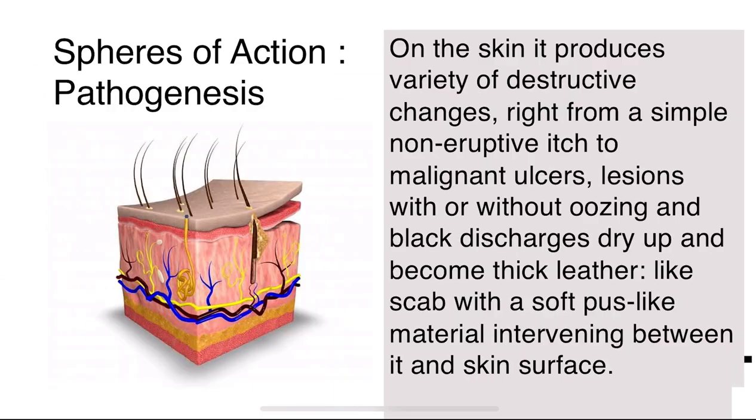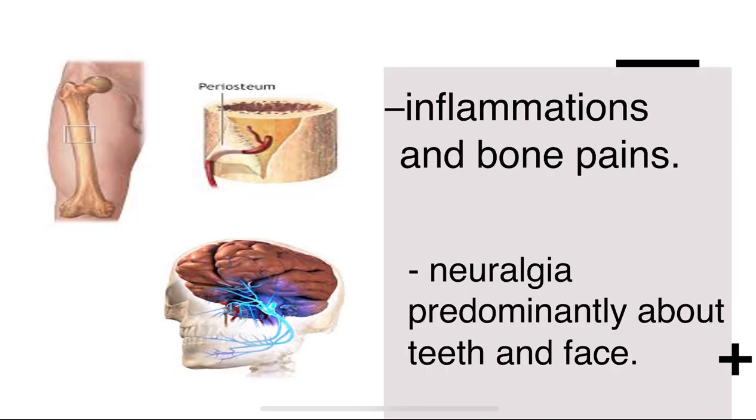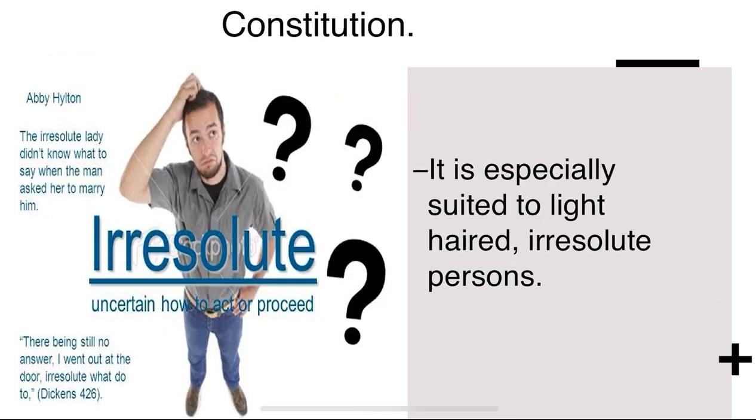So this is the sphere of action. What did we see? Acting on the skin, it produces non-eruptive itch to malignant ulcers. The discharges ooze out, a black eschar forms, and the scab will be leather-like, and between that scab and the skin there is a soft pus-like material. Then it acts on the periosteum of the bone, producing inflammation and bone pain. Neuralgia predominantly affects the teeth and the face.